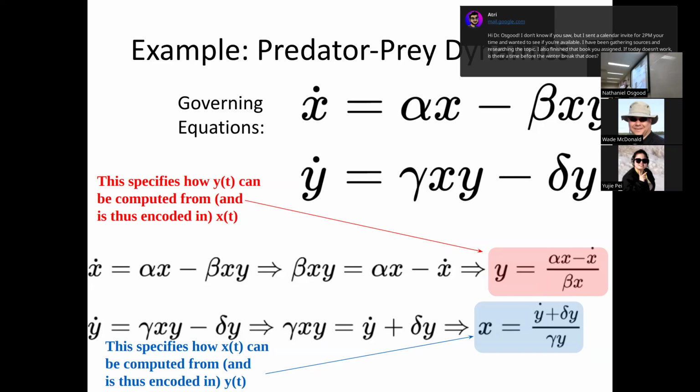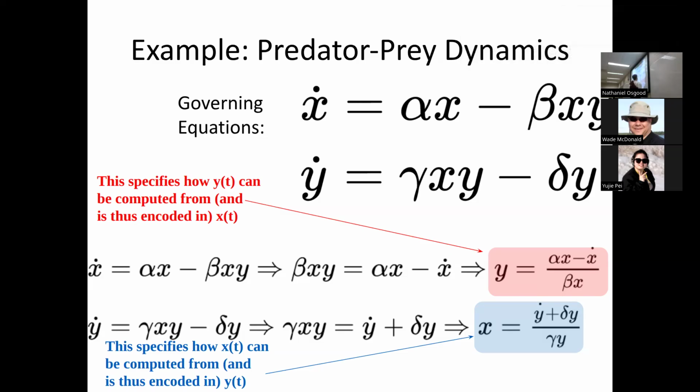And you could just do the necessary thing: bring beta x of y to the other side, bring alpha x dot to this side, and divide by beta x, right? And you get the value for y.